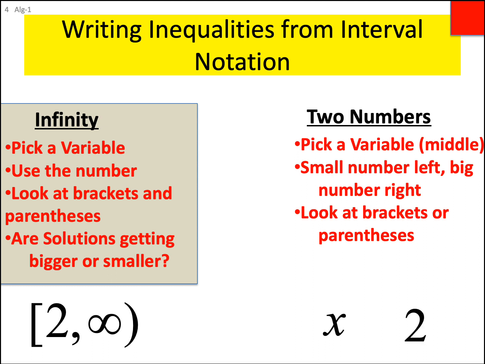Then it says look at the brackets and parentheses. So I got a bracket around 2, and remember infinity always gets parentheses. So if I have a bracket around 2, that means less than or equal to or greater than or equal to. So let's read it from left to right, the compound inequality.